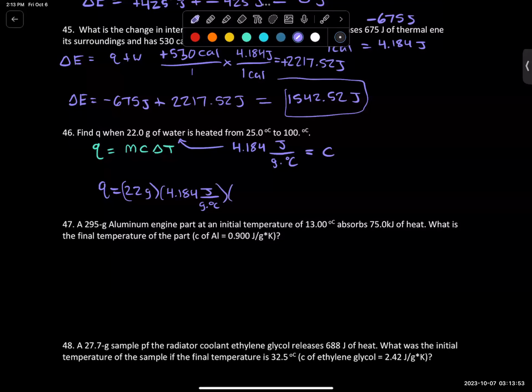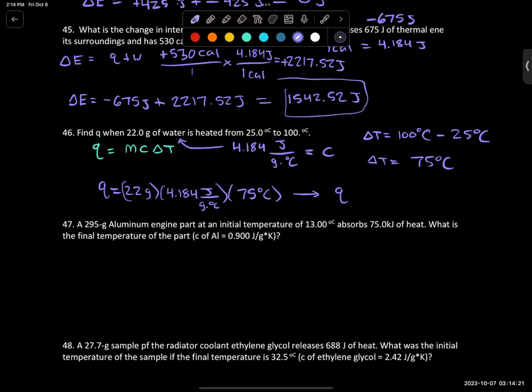Then the change in temperature. Again, the change in temperature is the final temperature minus the initial temperature. The final temperature was 100 degrees Celsius minus the initial temperature of 25 degrees Celsius. So delta T equals 75 degrees Celsius.